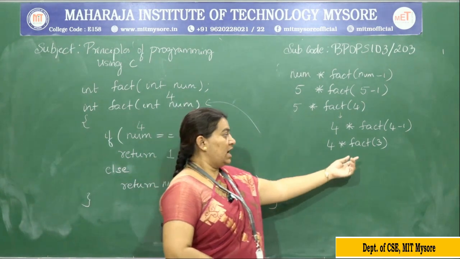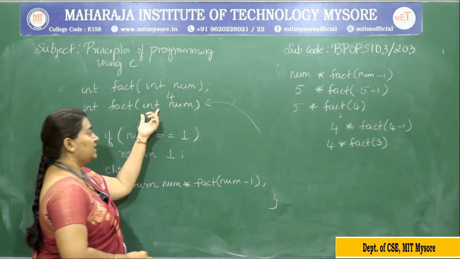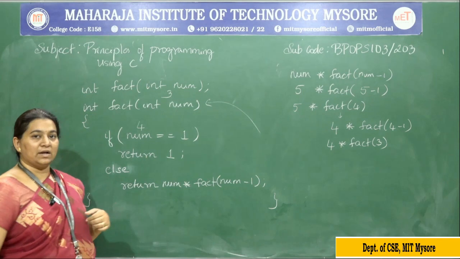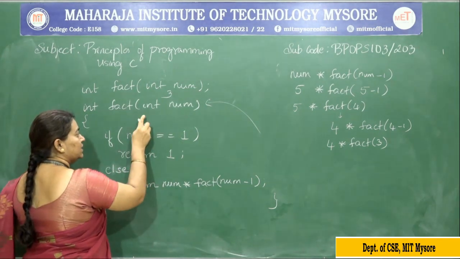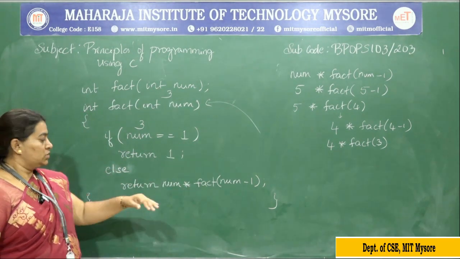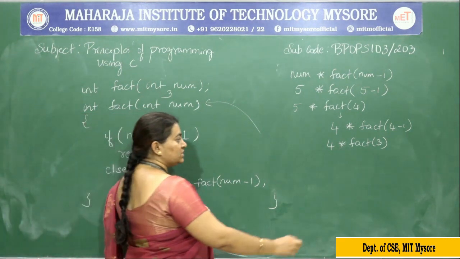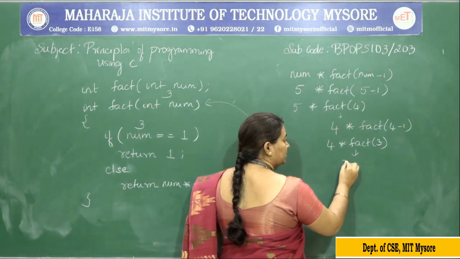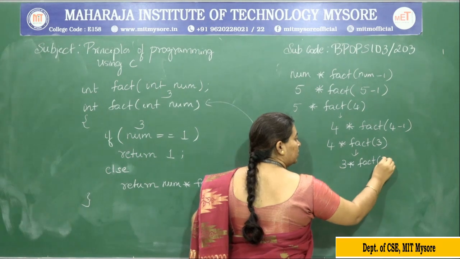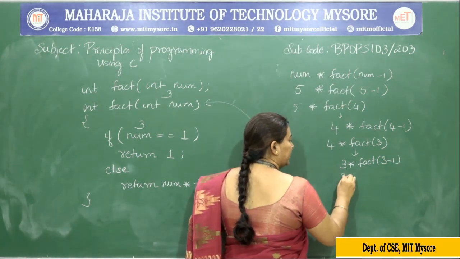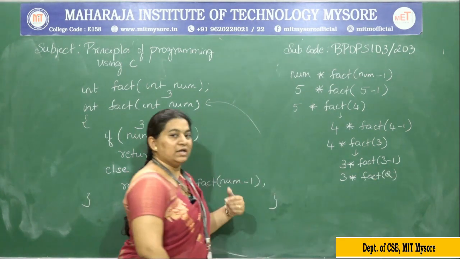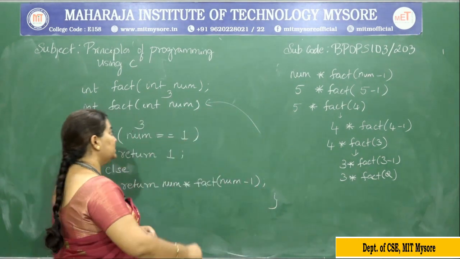So next I have 3 here. Again it is going to call the function itself. So it is going to send a 3 as a parameter. Next you have to check whether 3 is equal to 1. No. So again the else part is going to run. It is nothing but your 3 into fact of 3 minus 1. So it will be 3 into fact of 2.